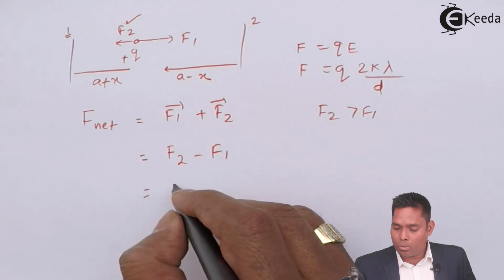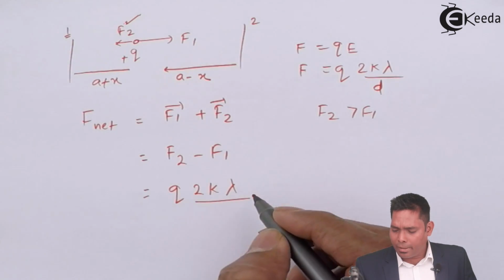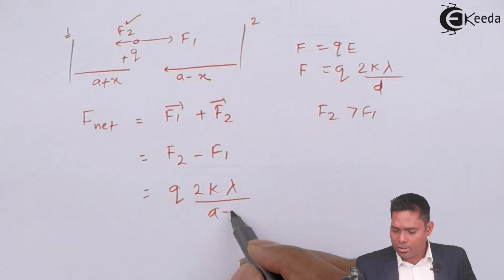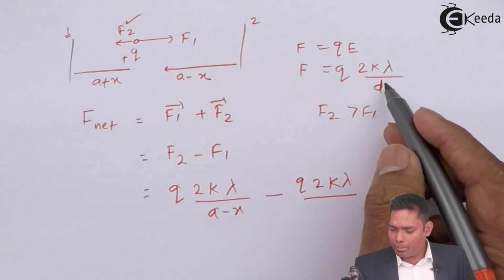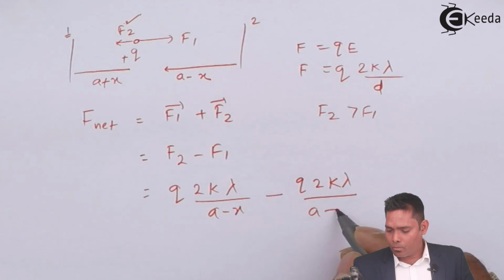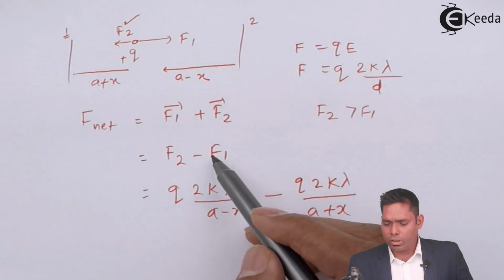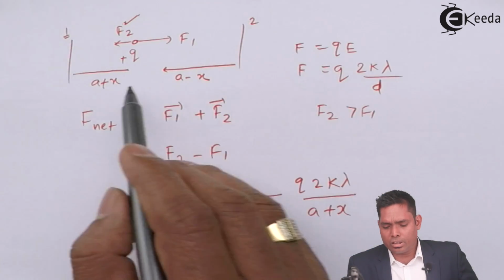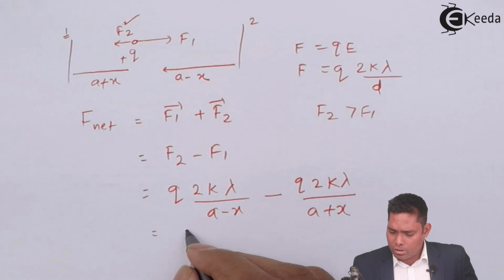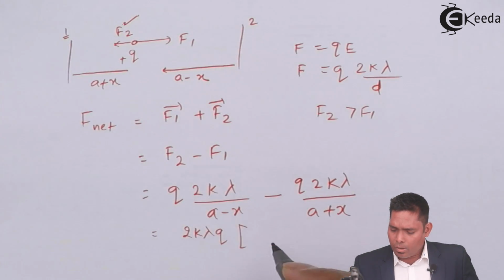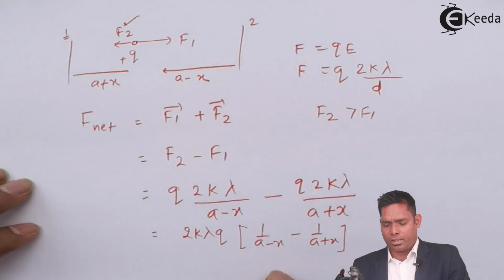So I'll write F2. What is F2? This one, Q times 2k lambda divided by the distance, which is a minus x. Similarly, minus Q times 2k lambda divided by d, where this distance is a plus x. What I'm doing is just substituting the value of F in both situations. Only d will change, and the distances are a plus x and a minus x. So if I take common 2k lambda Q, we get 1 upon a minus x minus 1 upon a plus x. If you solve this, then what will we get?